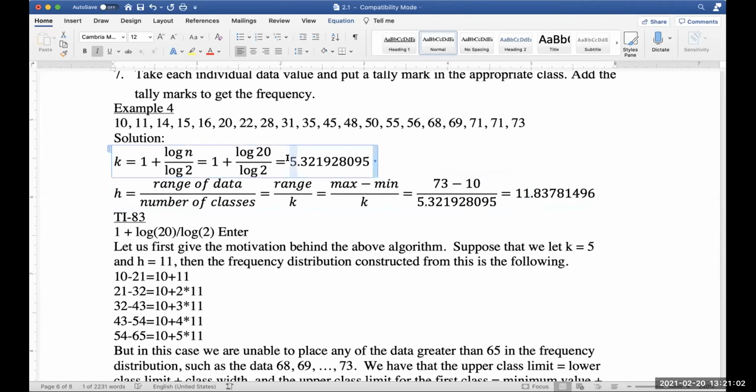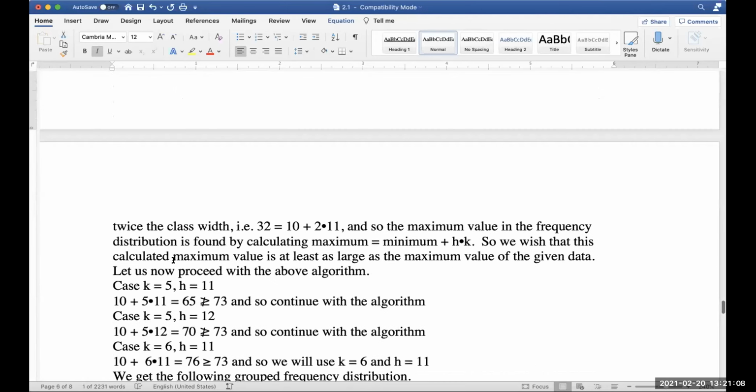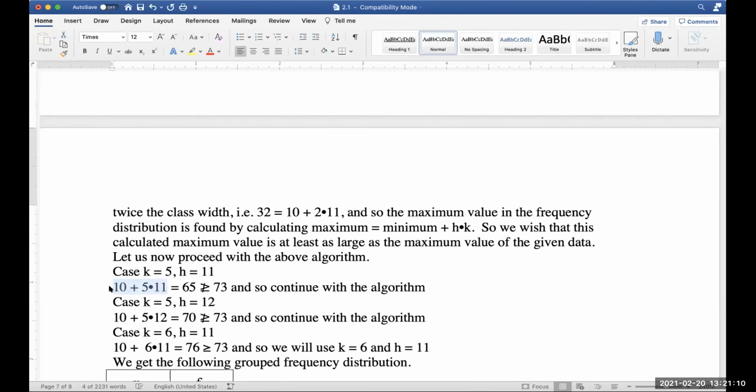I truncate k, 5. And so I then check, can I put all these numbers into this situation? So the smallest number was 10, k was 5, h was 11. 5 times 11 is 55, plus 10 is 65. So no, it won't include all those things, anything bigger than 65. So no, this doesn't work.